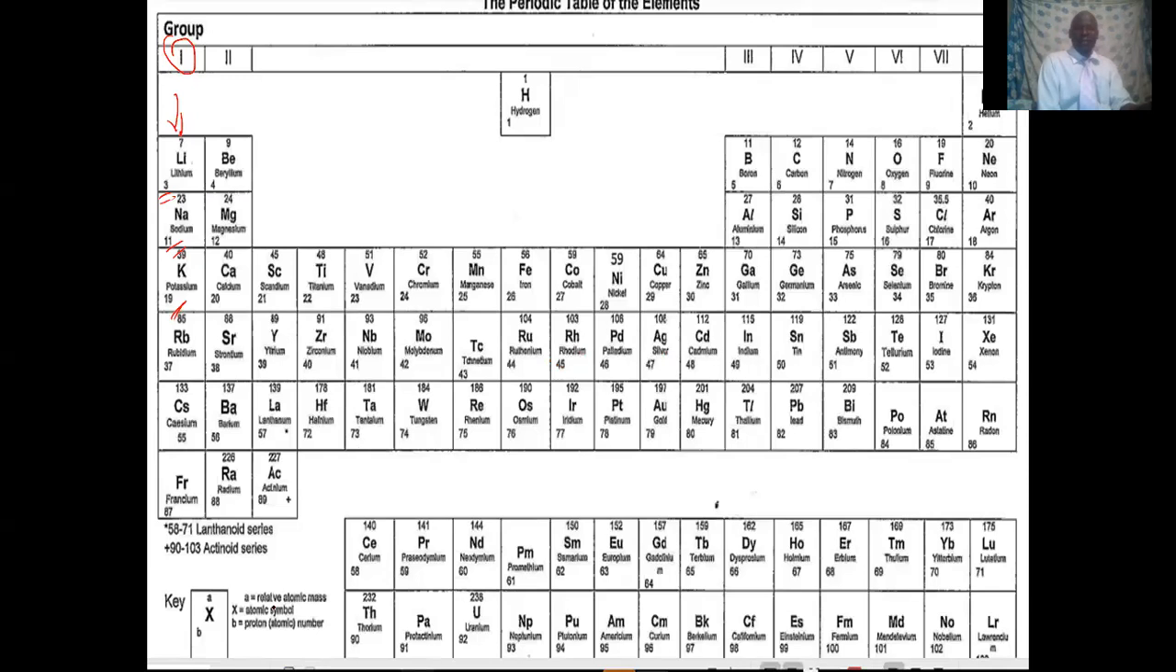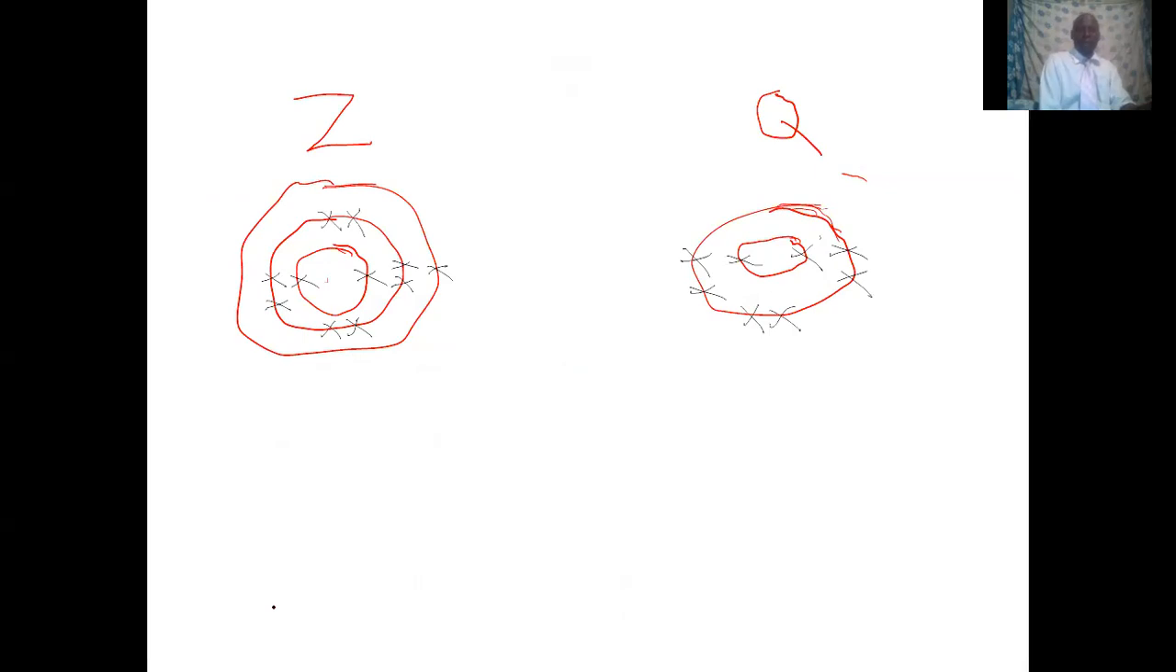And so here is a periodic table, which will help guide us in the question that we are going to solve. We have two elements here, element Z and Q. These elements are represented by the symbols Z and Q.